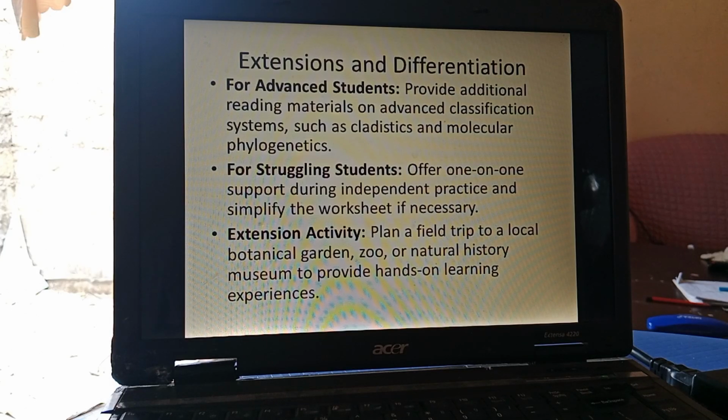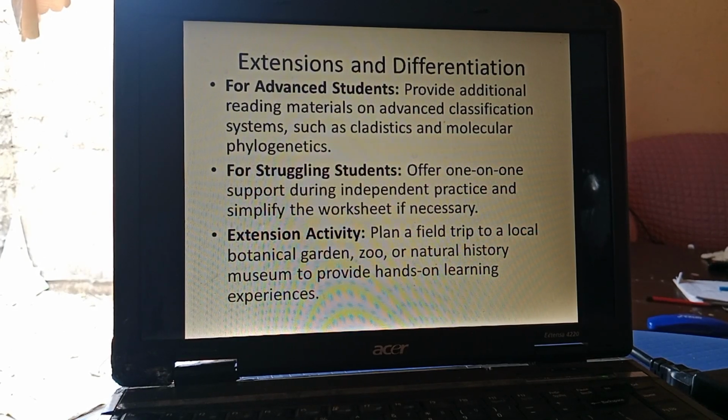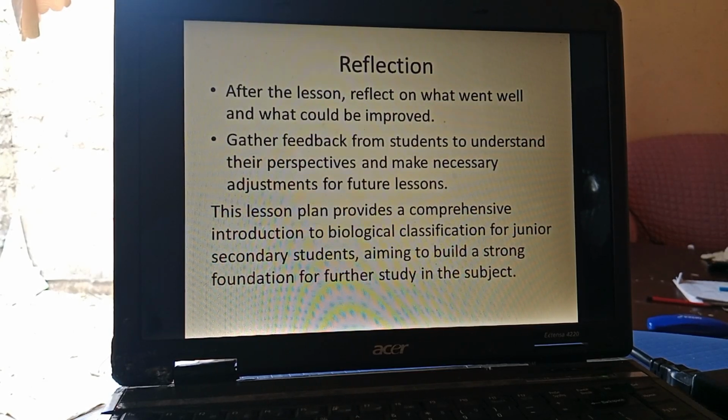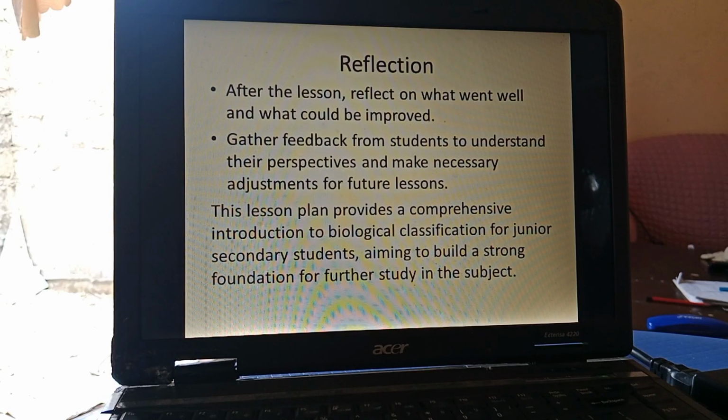Extension activity: plan a field trip to a local botanical garden, zoo, or natural history museum to provide hands-on learning experiences. Reflection: after the lesson, reflect as a teacher when you go home, on what went well and what would be improved. You as a teacher at home, maybe after taking supper or whatever. Gather feedback from students to understand their perspectives and make necessary adjustments for future lessons.